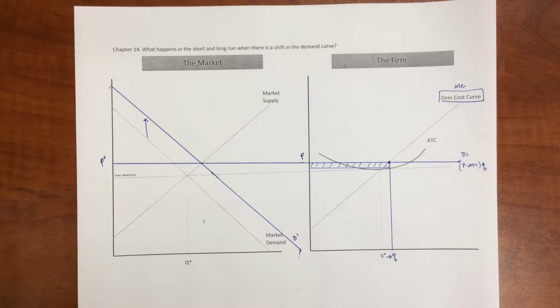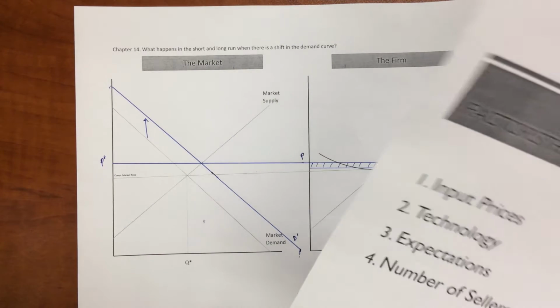Now the next question I want to ask is, if there are economic profits in the short run, what happens in the long run? The key difference between the short run and the long run is that in the short run, you have fixed cost, you have fixed capital, and there's no entry and exit. In the long run, everything is variable. So firms can enter the market, firms can exit the market. In this case, because there are economic profits, we're going to see firms enter the market.